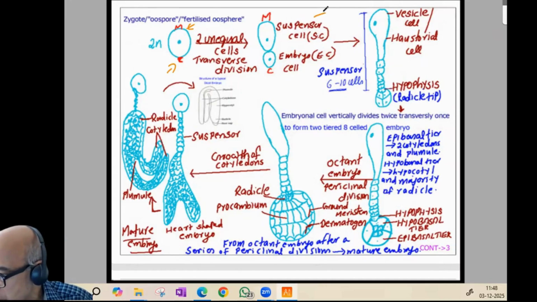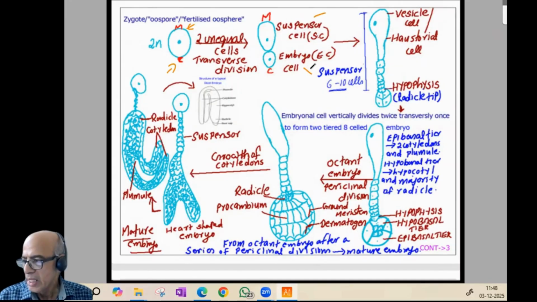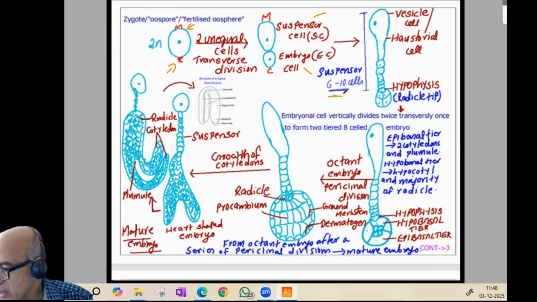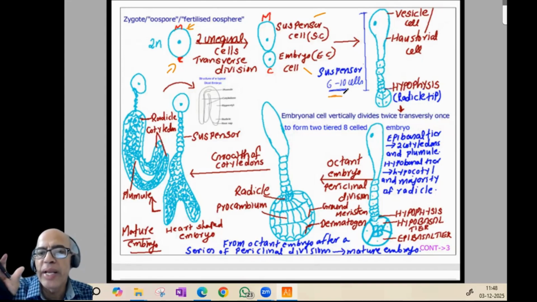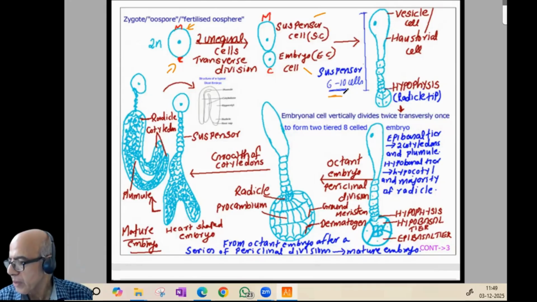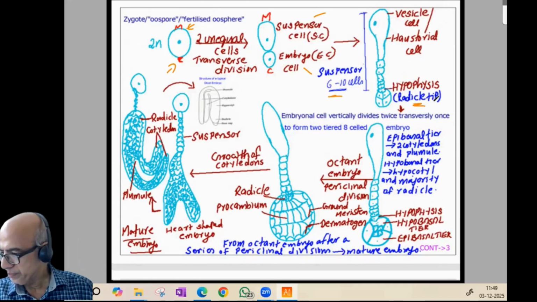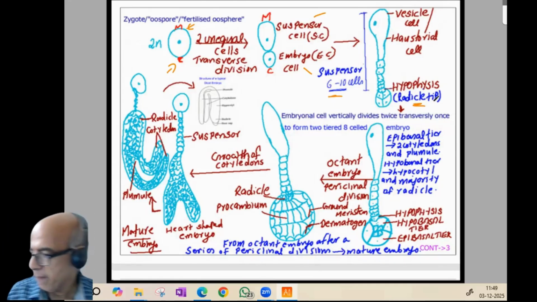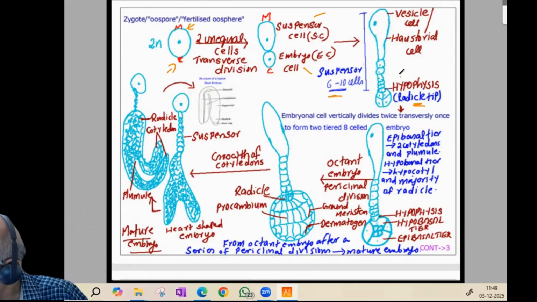MNC stands for suspensor cell and embryo cell. The suspensor cell undergoes many transverse divisions to form 6 to 10 suspensor cells. And the tip cell will be enlarged, that is the vesicular cell or haustorial cell, which tries to get food from the endosperm to the embryo. Now, on the other side we can find here hypophysis, radicle tip, etc.